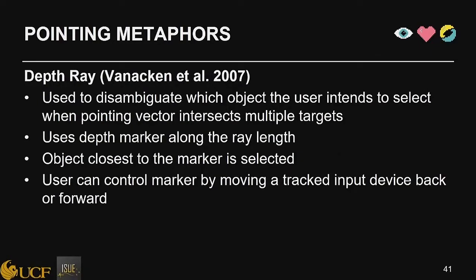It's when you've got a lot of objects, and maybe they're at different depths. It can be used to disambiguate which object the user actually intends to select when the pointing vector intersects multiple targets. All right, so what it has is a depth marker, which shows along the ray length, and then the object closest to that marker is the one that you want to select, and the user can control the marker by moving a tracked input device back and forth.